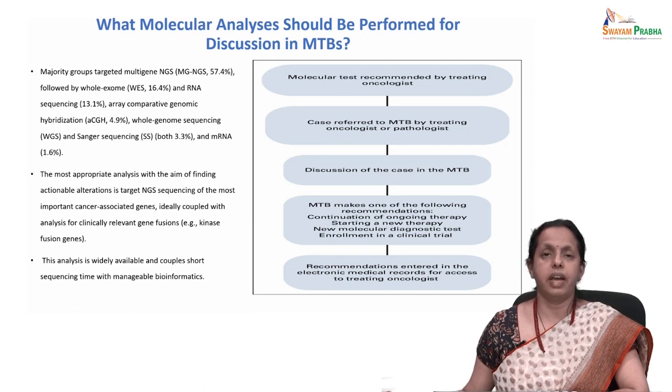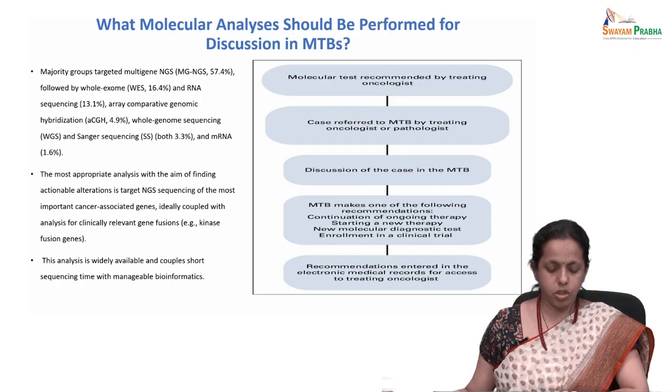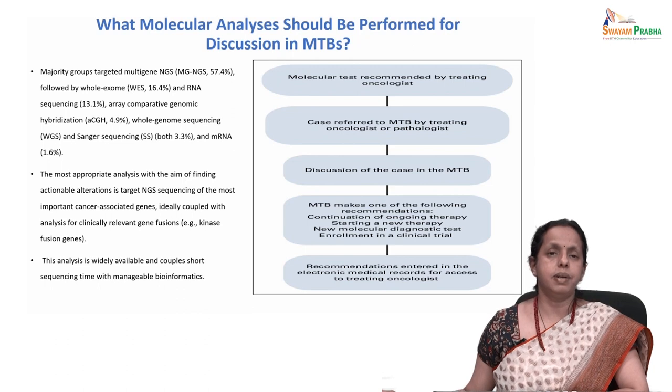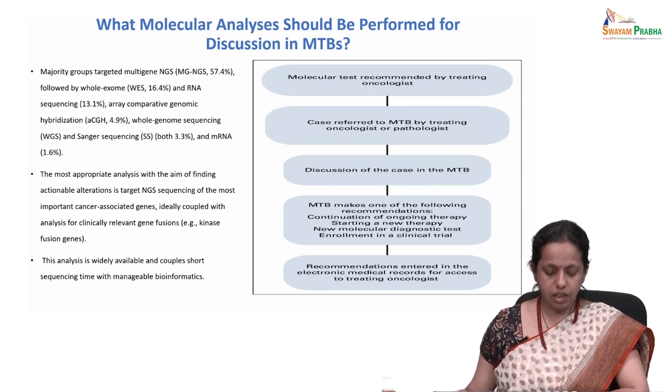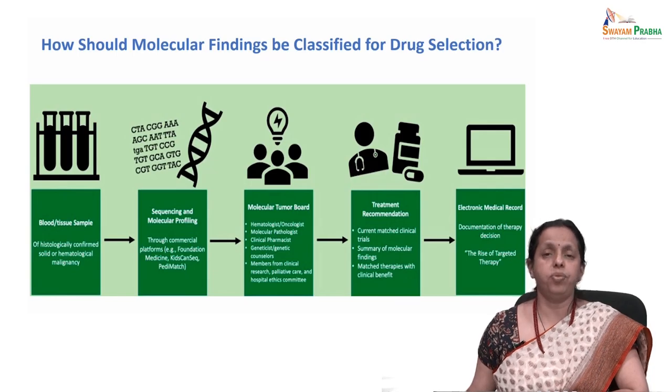So there is discussion of the case in your panels, and one of the recommendations of the tumor board may be continuation of the ongoing existing therapy, or, in case the tumor board feels that because of the tumor mutational profile the patient may not respond, starting a new therapy. Then, do you need a new molecular diagnostic test, and enrollment in a clinical trial? All these recommendations have to be entered in the electronic medical records for access by the treating oncologist.